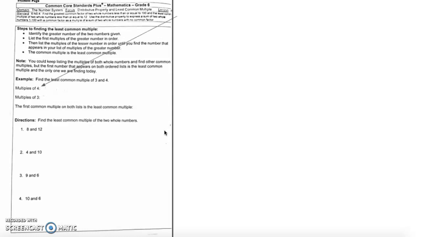So let's see. Now we need to find the multiples of 4. So we got 4, 8, 12, 16. You can keep going if you want, but I'm just going to stop at 16 because I know that 3 and 4 have a common multiple that's not past 16. Okay, next we're going to find our multiples of 3, which is 3, 6, 9, 12, 15.